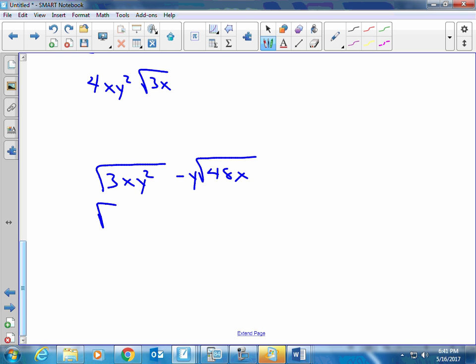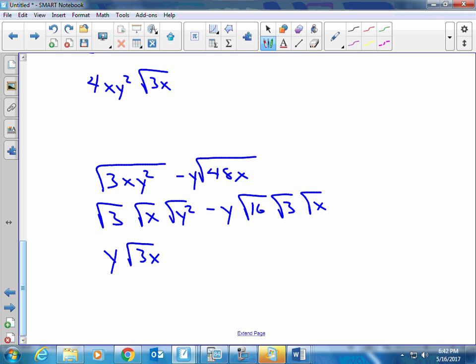3 I can't do anything with. Square root of x can't do anything with. Square root of y squared is a perfect square, so I leave it alone. The y I'm going to leave alone. 16 is a perfect square that goes into 48. And the square root of x I leave alone. 3 again I leave alone. The y comes out. I have 4 that comes out to join the y. And the square root of 3x stays inside.